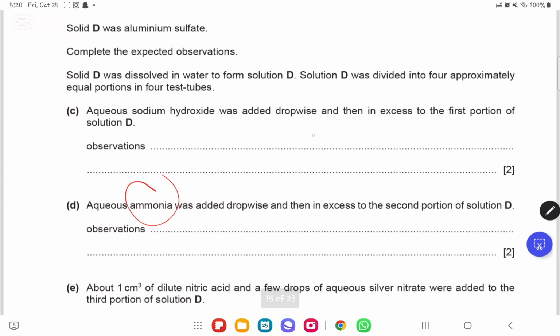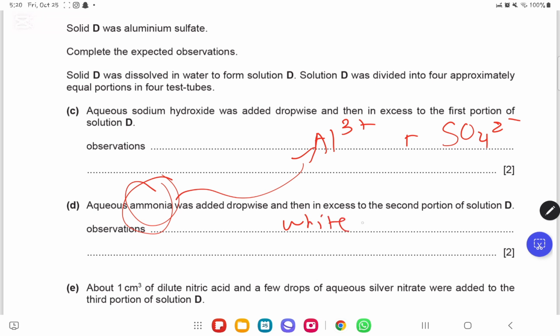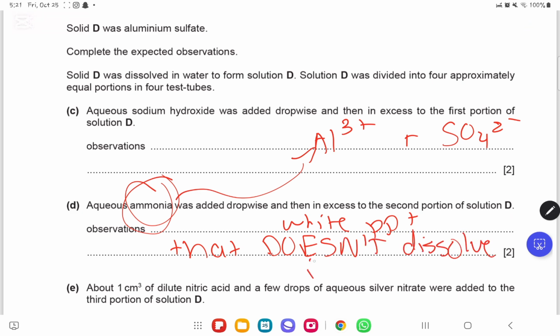Okay, then they added ammonia, and again let's remember our ions. We have Al3+ and SO4 2-. Adding ammonia to Al3+ gives us a white precipitate that doesn't dissolve in excess ammonia, which is NH3.